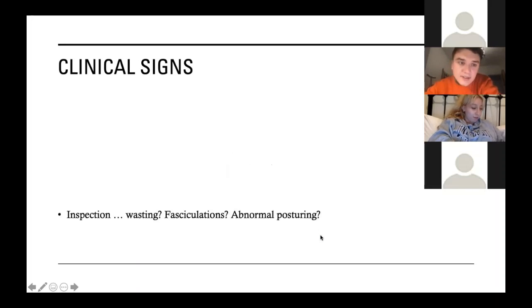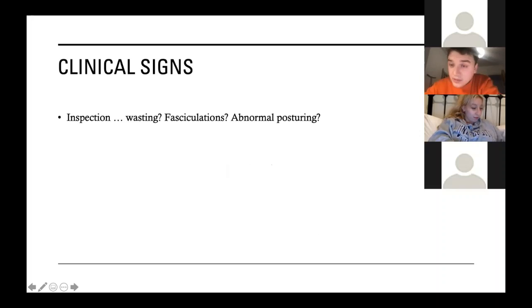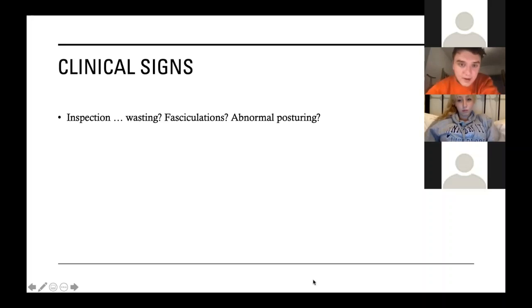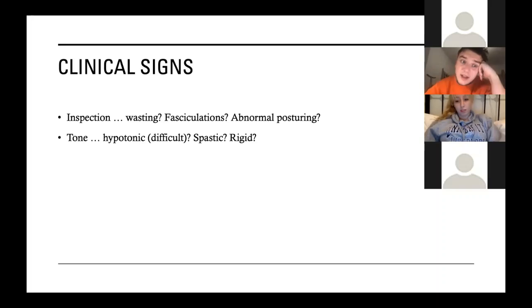So some clinical signs. When you're performing clinical examination, you start off always with inspection. So is there any wasting, fasciculations? Is there any abnormal posturing? Because that can show a certain pattern, a dermatomal or a myotomal even, sorry, pattern of the weakness. So some patients, as we'll see, have an internally rotated arm when they have certain lower motor neuron problems. Some patients who've had strokes have this flexed upper limb because your flexors in your upper limb are stronger.